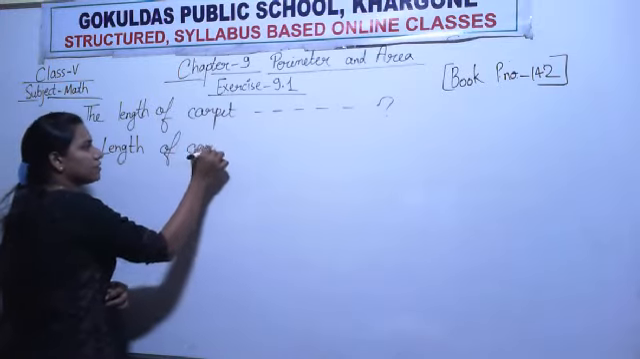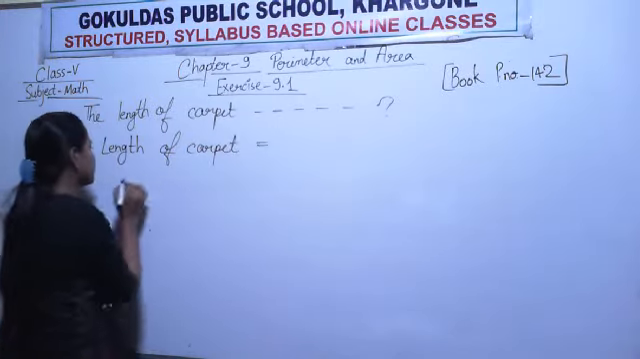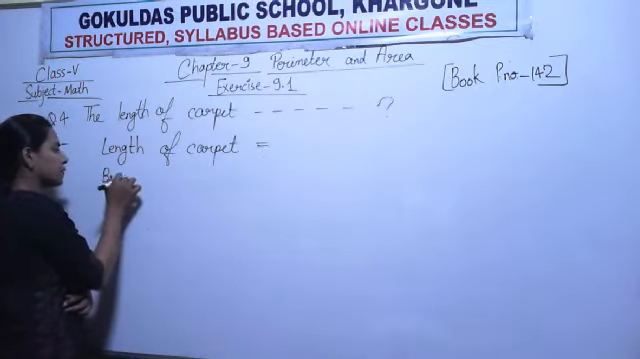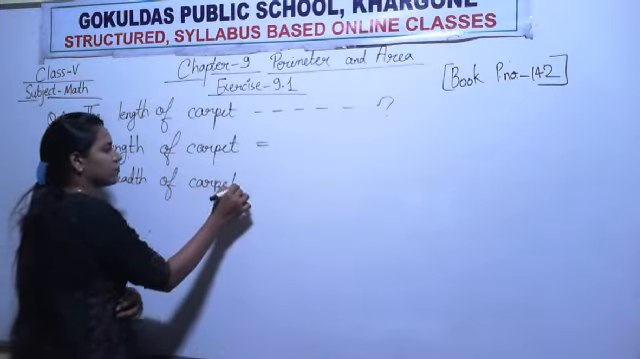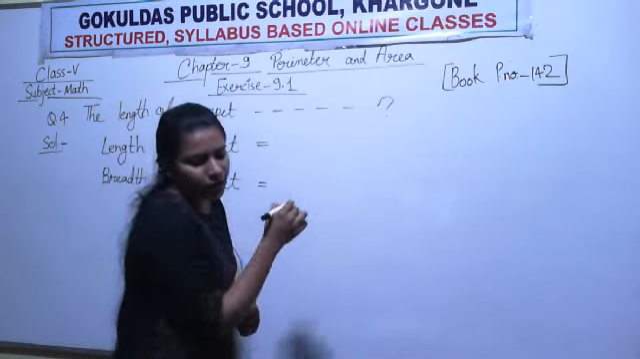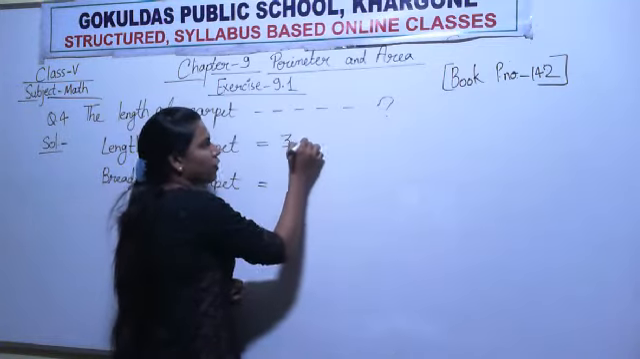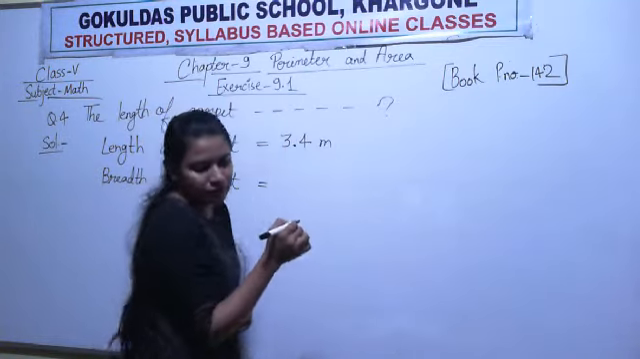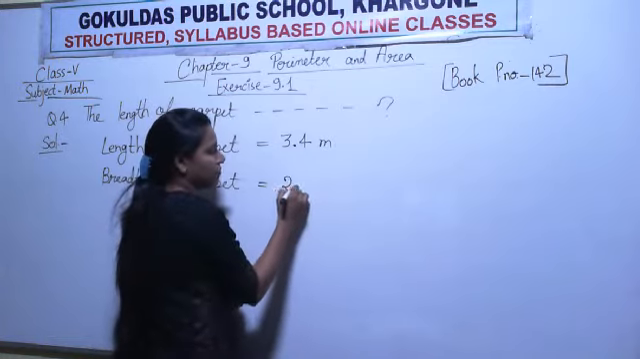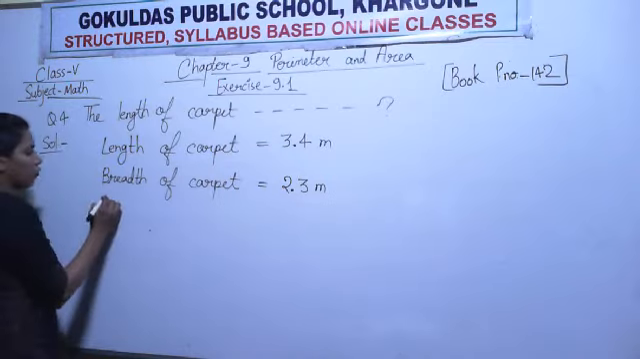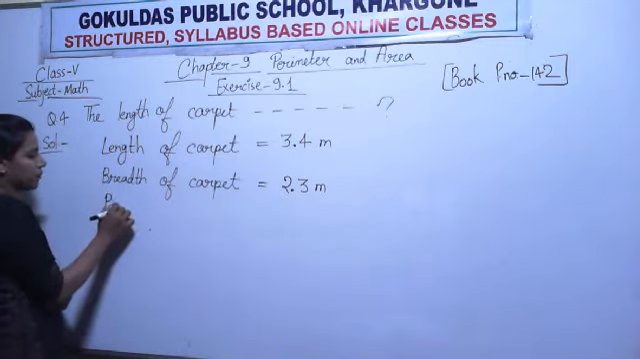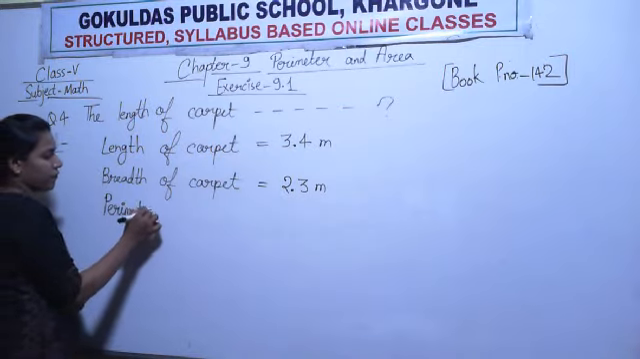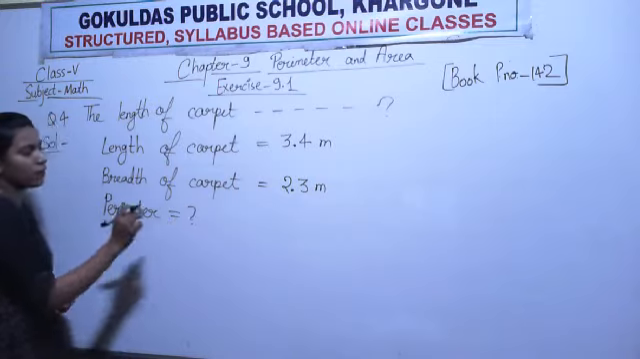Length of carpet is equals to, and breadth of carpet. Given is 3.4 meter and 2.3 meter respectively. Right? Now, what you want to find? You want to find perimeter. So, we don't know what is perimeter. We want to find it.